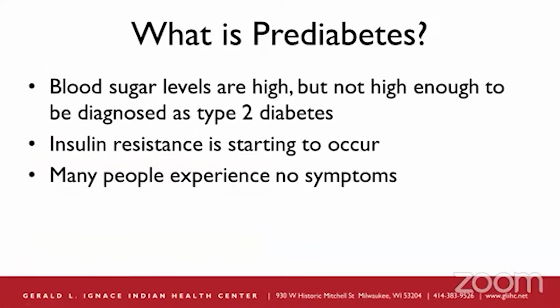Before we get into how to read food labels and different parts of that, let's reiterate what prediabetes is. Prediabetes is when your blood sugar levels are higher, but not high enough to be diagnosed with type 2 diabetes. At this point, insulin resistance is starting to occur, and a lot of people actually don't experience any symptoms at all.